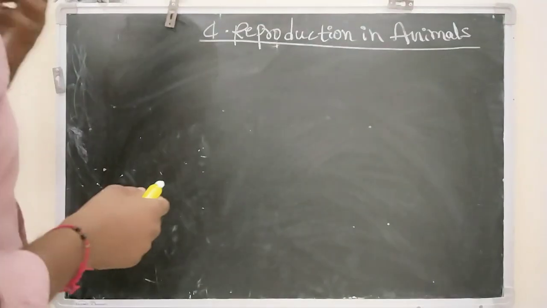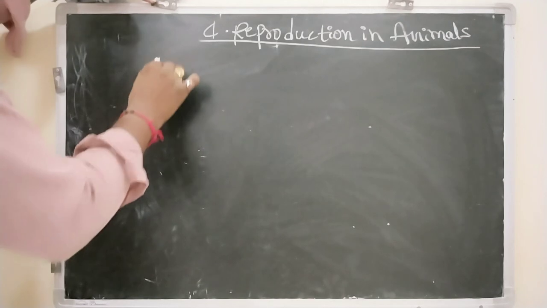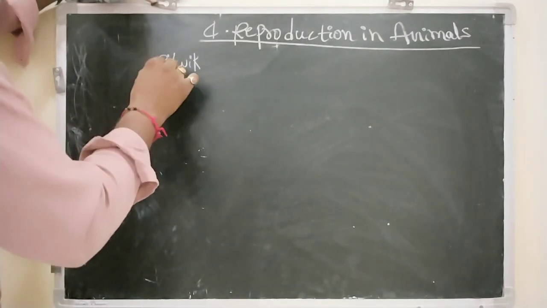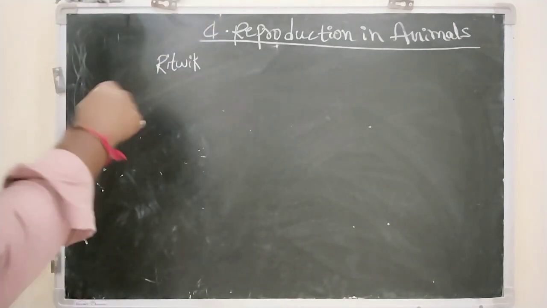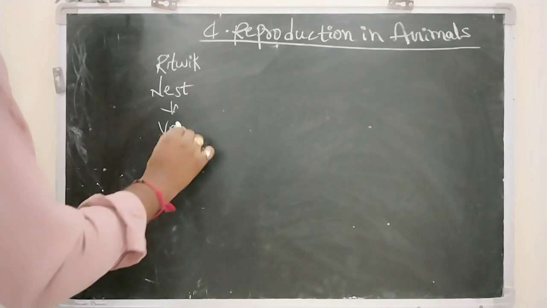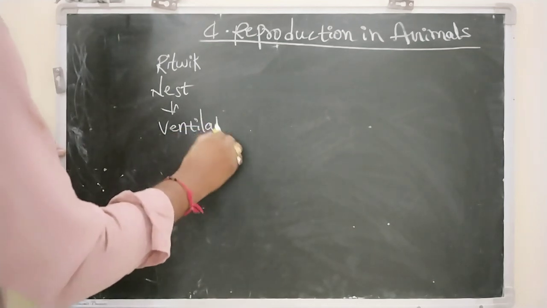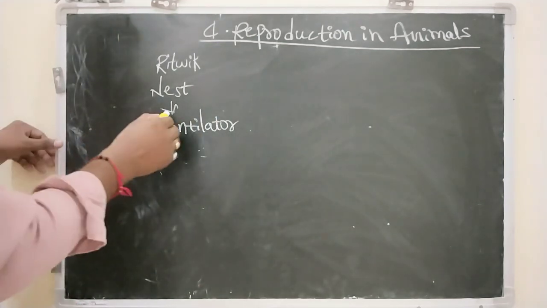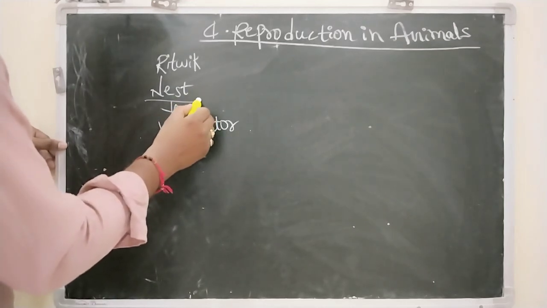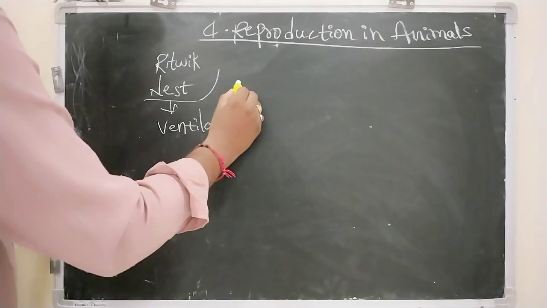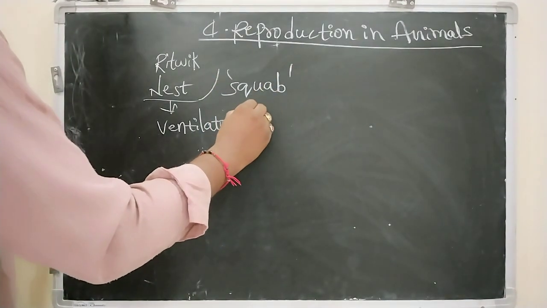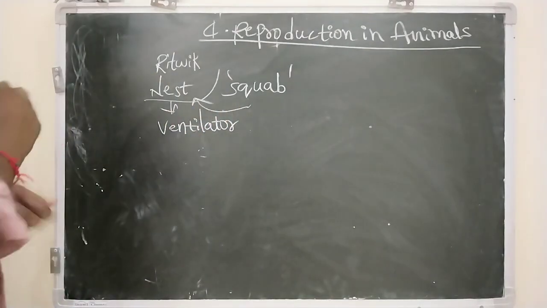So one day, a student named Ritvik, when he went to his school, observed that a small squab fell from the nest which is present near the ventilator in his school. He saw the squab and immediately picked it up, and tried to place the squab, meaning the baby pigeon, back into the nest.